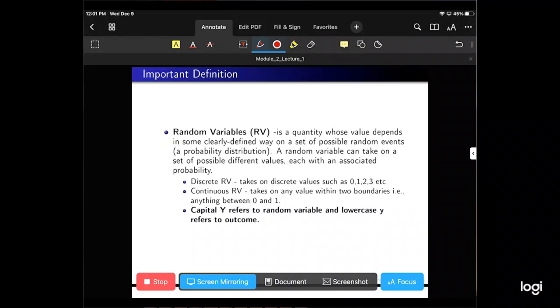We have discrete random variables, which take on discrete values such as 0, 1, 2, or 3. And we also have continuous random variables, which take on any value within two boundaries, i.e. anything between 0 and 1. Quick, kind of interesting question for you. How many values are there between 0 and 1?